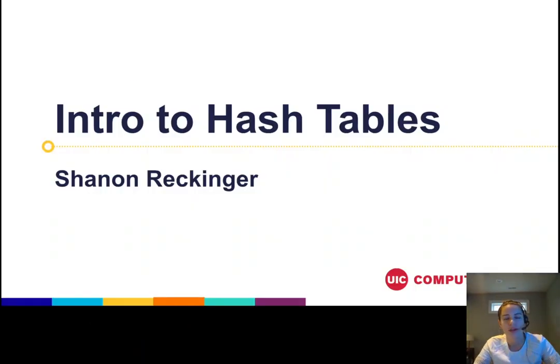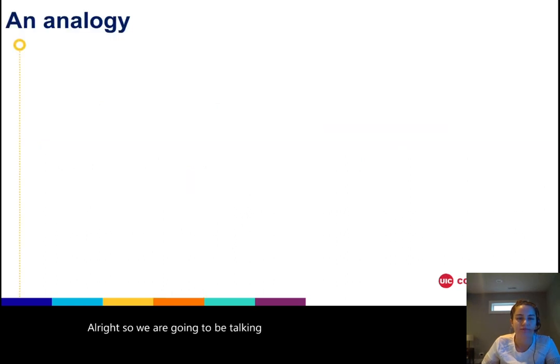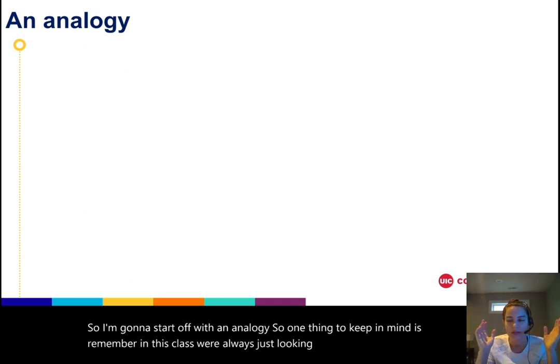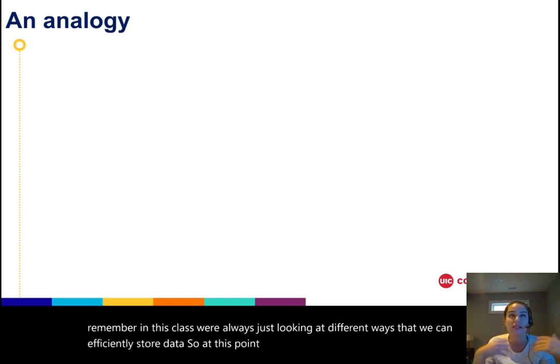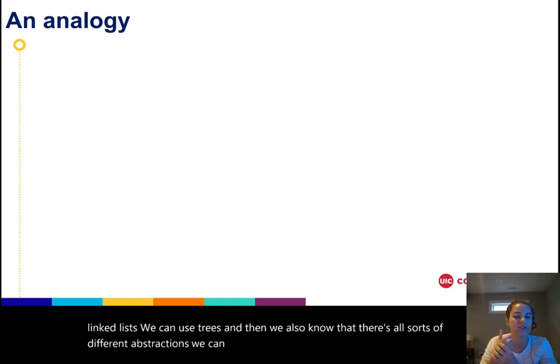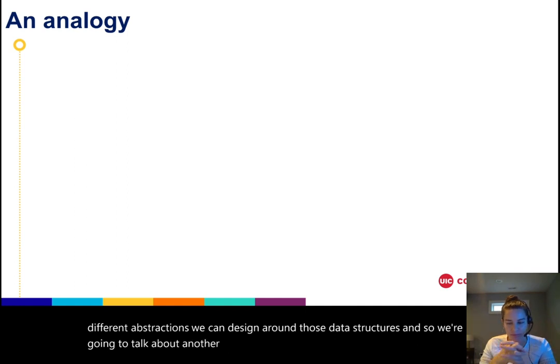All right, so we are going to be talking about hash tables today. I'm going to start off with an analogy. One thing to keep in mind is, remember in this class, we're always just looking at different ways that we can efficiently store data. At this point, we know we can use arrays, linked lists, and trees, and we also know there are all sorts of different abstractions we can design around those data structures. We're going to talk about another way to do that this week, which is the hash table.